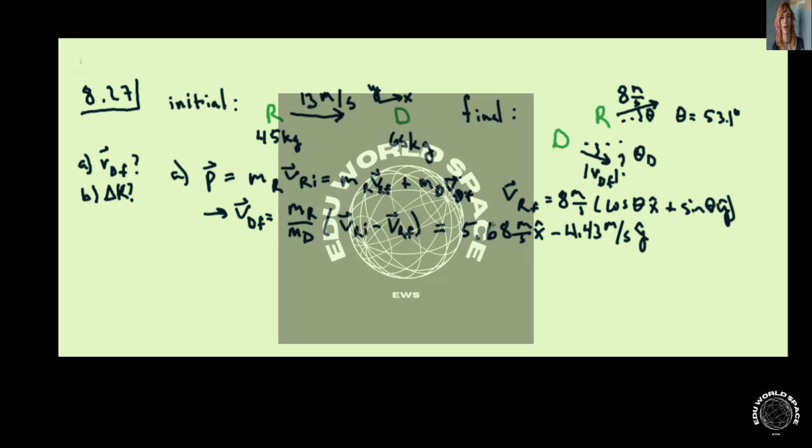So now this gives us the direction and the magnitude, but it's a little bit easier to think about if we have them separately. Just like for any vector, the magnitude is the square root of the sum of the components squared. And we find that this is 7.20 meters per second.